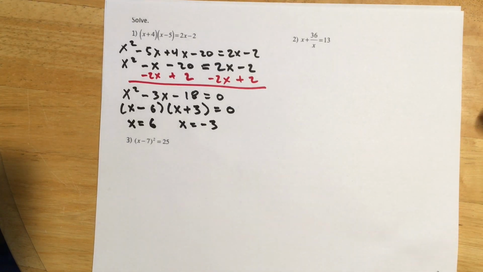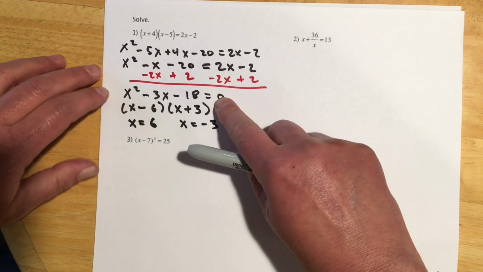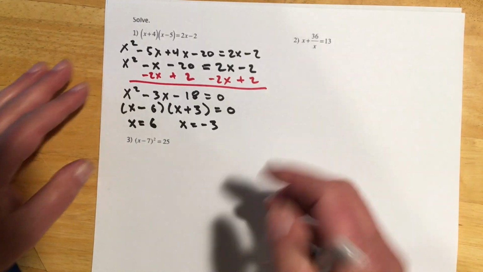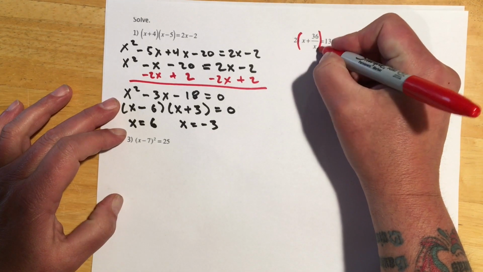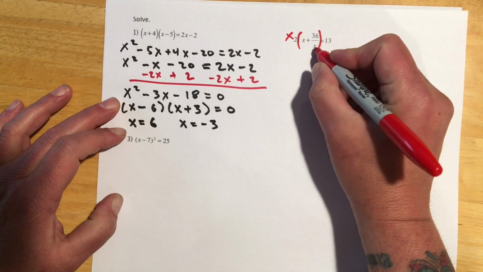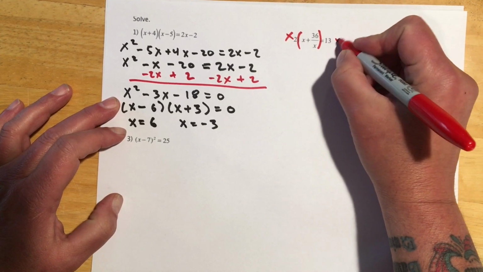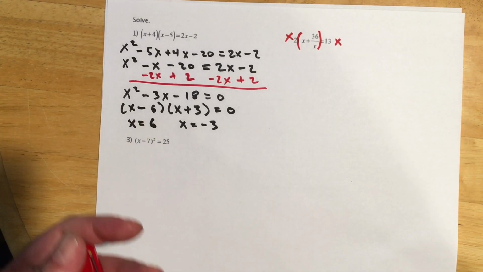For number 2, again, it's not in this form that we want. So this one has a fraction in it. So what I'm going to do first is I'm going to multiply both sides by x, because that's my denominator. And then that's going to clear the fraction.